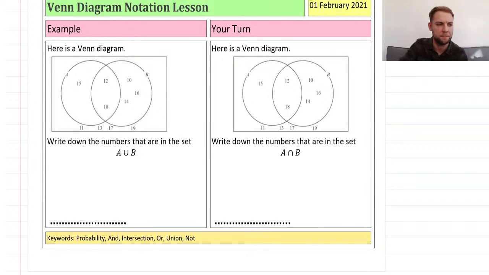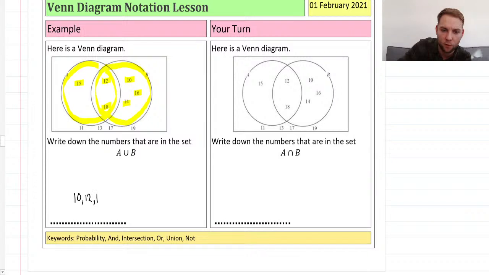Okay, so let's have a look at these 2 then. So for the first one, we're looking for everything which is in A or B. So everything which is in A or B needs to be in both of these circles. So it's going to be this one, this one, this one, this one, and this one, and this one. Anything which is in both of these circles here, A or B, including this intersection. So I'm going to write these down in order. So 10, 12, 14, 16, 15, and 18. There we go. That's all of those in A or B.